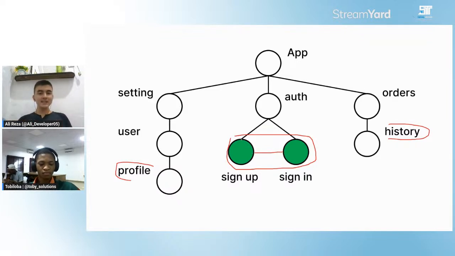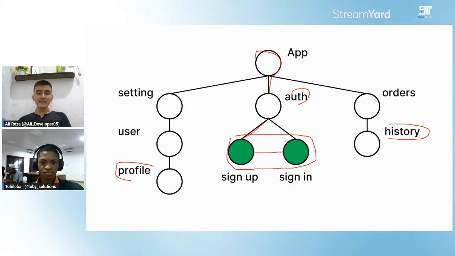So we need to send the data to the root, to the parent component, which is auth, then send it to the app, which is the routes application, which all of the components exist inside of, inside of this root component, which is app.